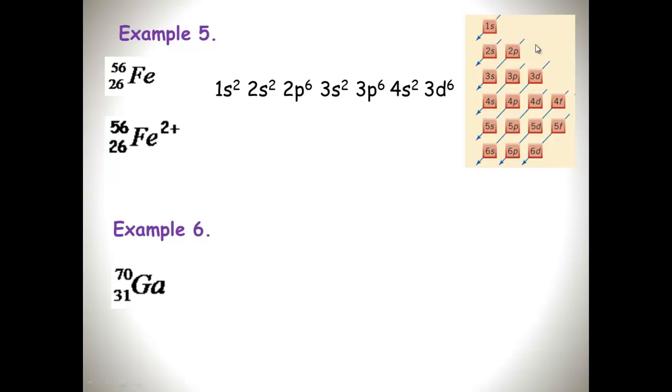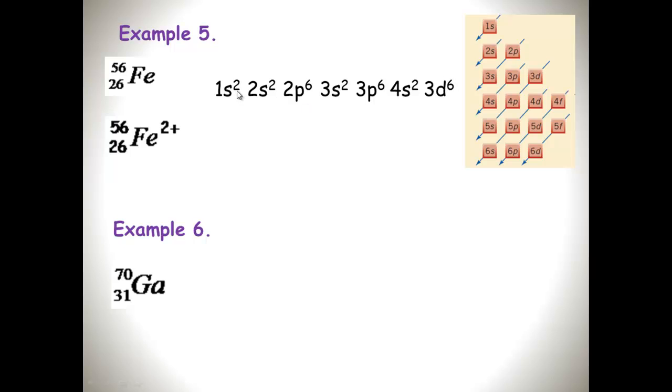1s, 2s, 2p, 3s, 3p, 4s, 3d. And that's the order they come up here. So you've got s is 2, s is 2, p is 6, s is 2, p is 6, s is 2, and d is 6.